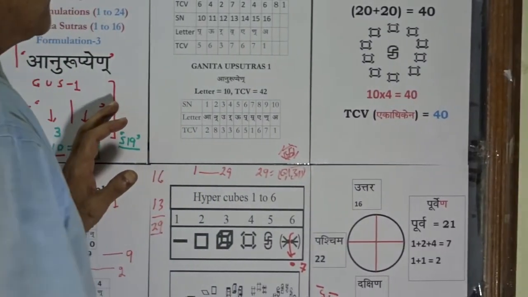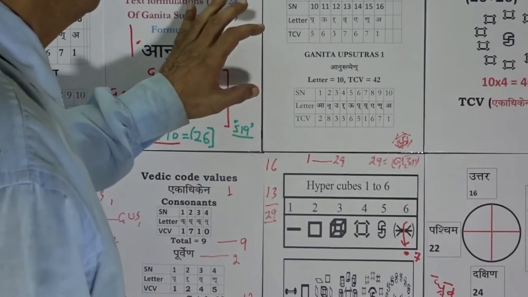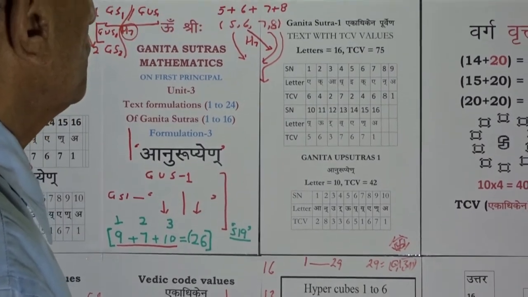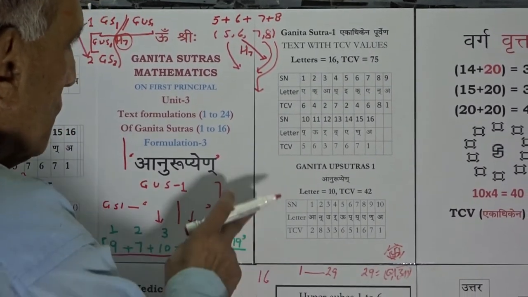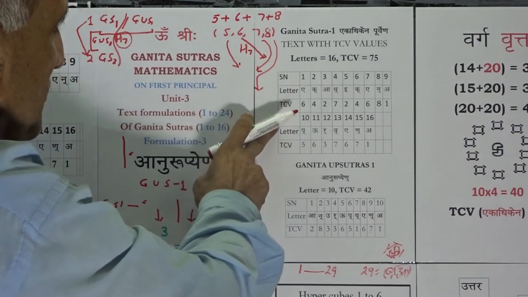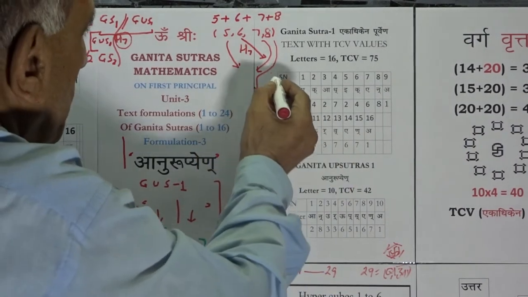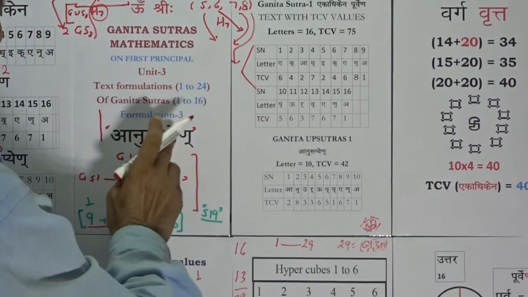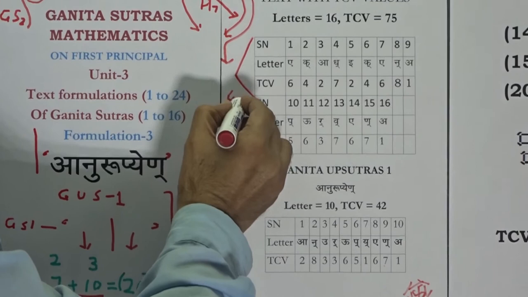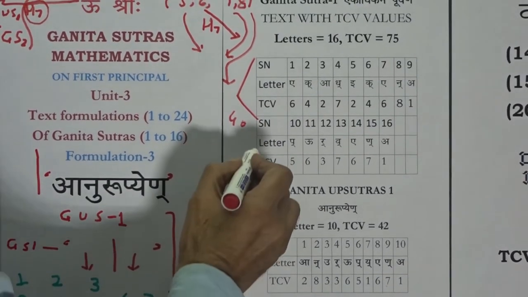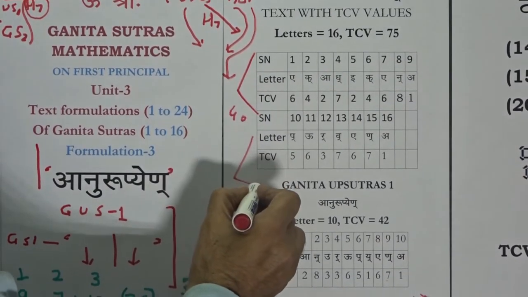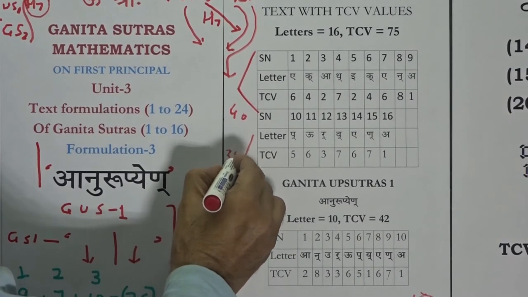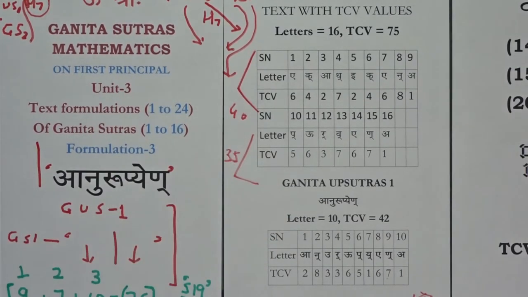Now let us revisit the texts of Ganita Sutra 1 and Ganita Upasutra 2 in terms of the transcendental code values. We know the transcendental code value of the first formulation, Eka Adhikain, is 40. The second formulation, Purven, accepts a value 35. One can pause here and take note that the values appear as 40 and 35.